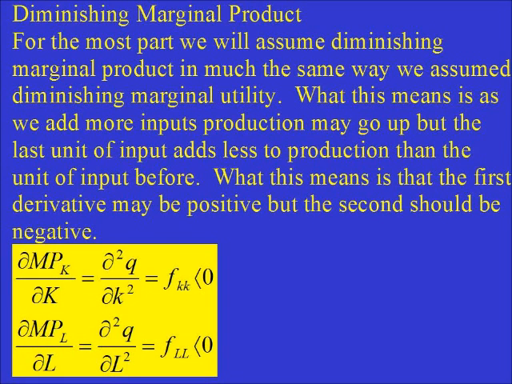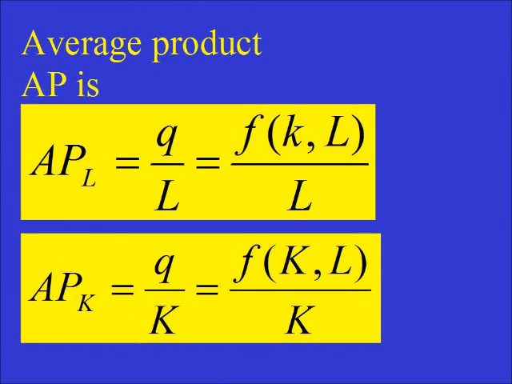I do the same thing for the marginal product of labor. I take the partial with respect to labor, and that second derivative should be negative if we have diminishing marginal product. Marginal product is difficult to measure empirically, therefore, in the literature, sometimes you'll see average product referred to.